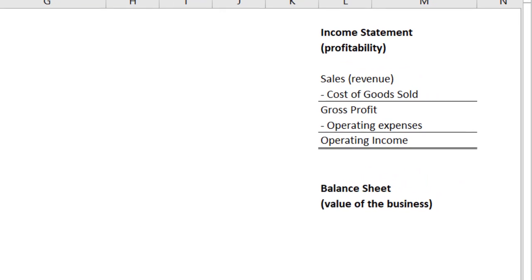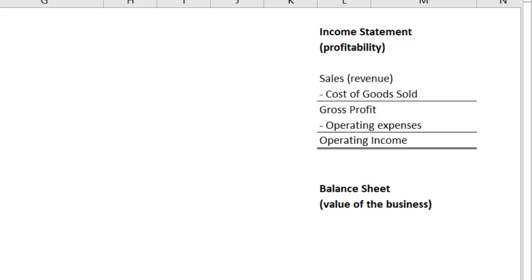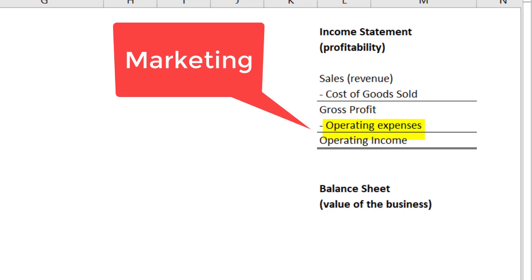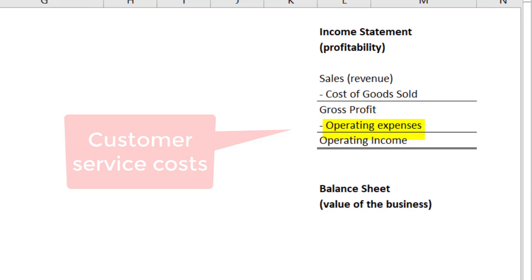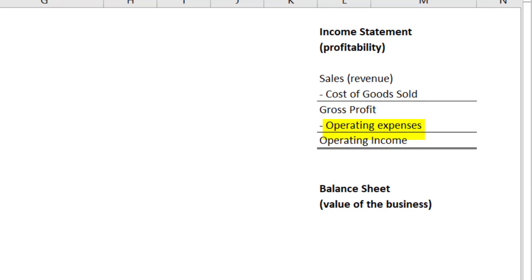So let's go ahead and look at the income statement, because that's the statement that's going to tell us the profitability. The income statement takes the sales revenue, right? Sales meaning what we sold, and that revenue from those sales, we subtract the cost of goods sold, and we get gross profit. Then from there, we take away our operating expenses like marketing expenses, customer service expenses, things like that that are needed but are not in the goods that we sold, and we get the operating income. And that's going to help us to begin to understand profitability as managers.